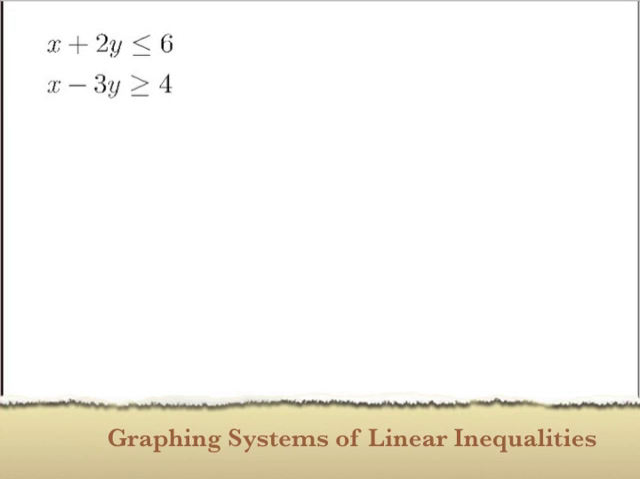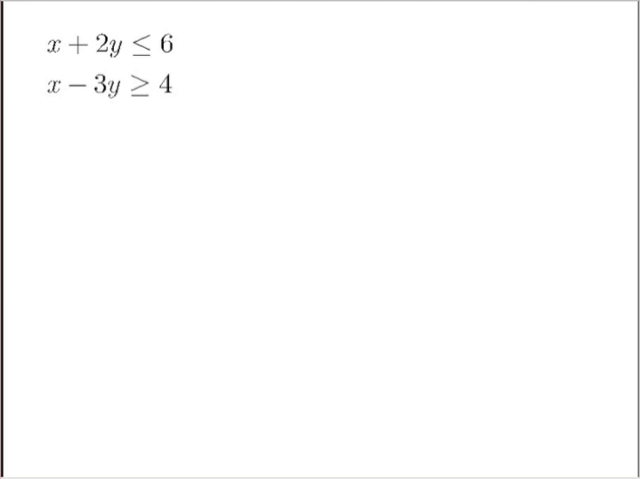Today we are looking at graphing systems of linear inequalities. Graphing a system is a lot like graphing regular linear inequalities. This time we're graphing more than one inequality on a graph. Here we have the problem x plus 2y is less than or equal to 6 and x minus 3y is greater than or equal to 4.